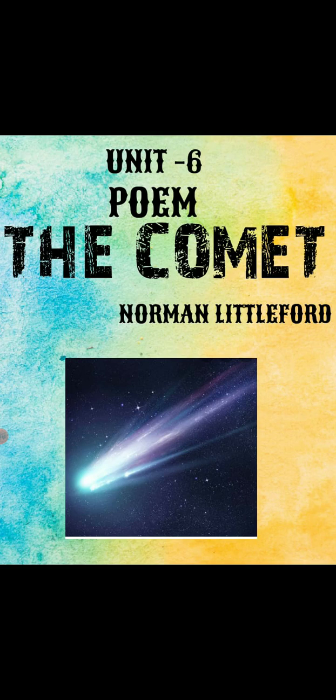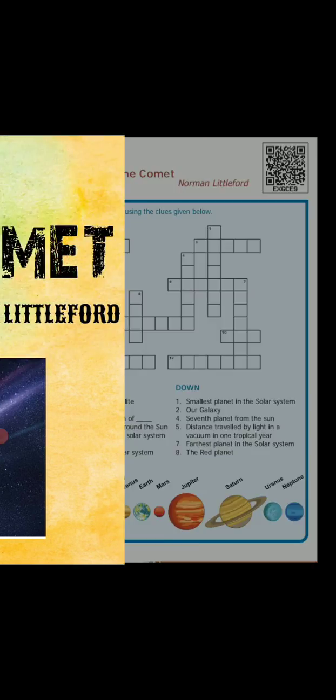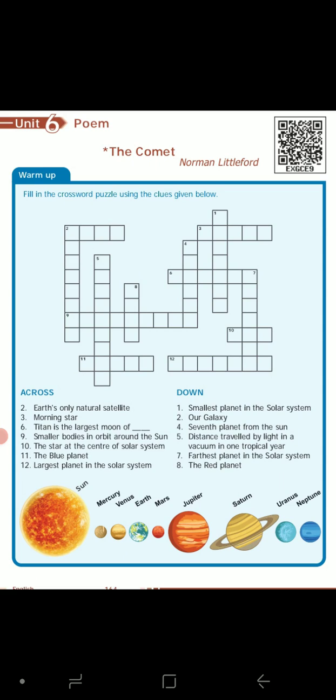Can you say what is a comet? Yes, Valnachitra. Here, before going to the poem, here is a crossword puzzle. Shall we try to answer that? Okay, children, go through the questions, the across questions. Second one, Earth's only natural satellite. Can you say what is Earth's natural satellite?